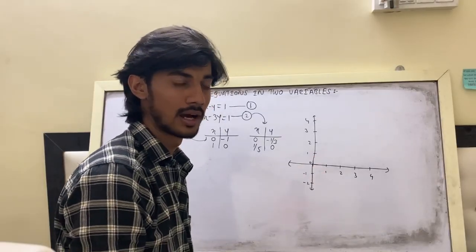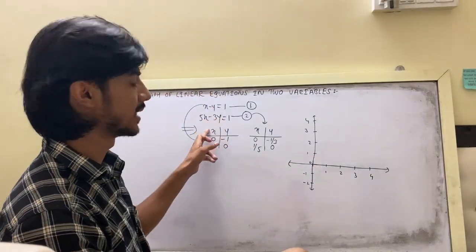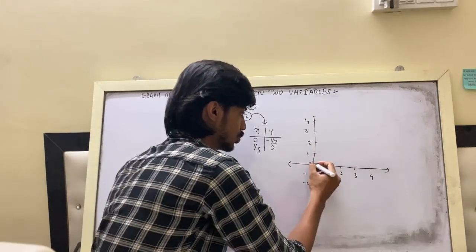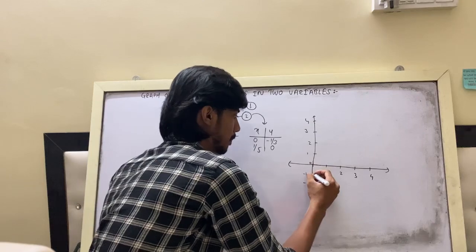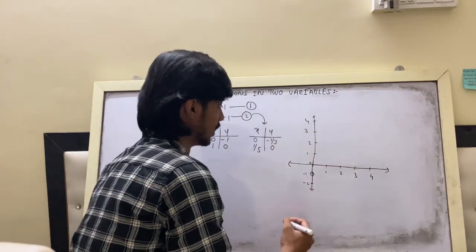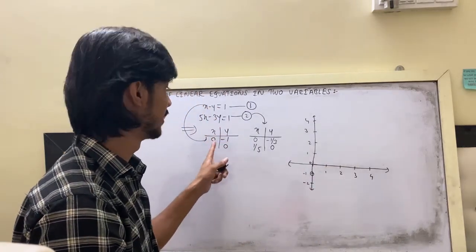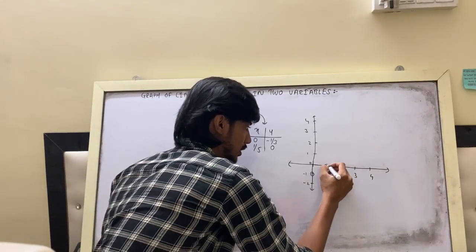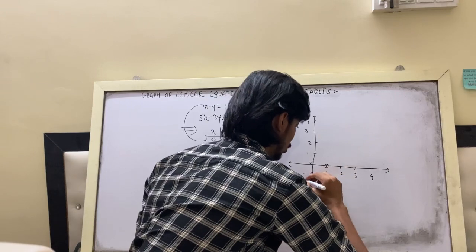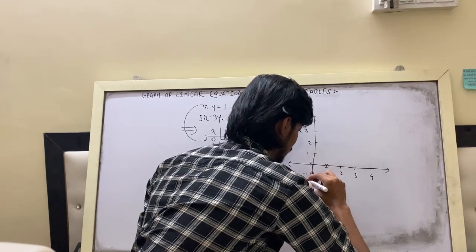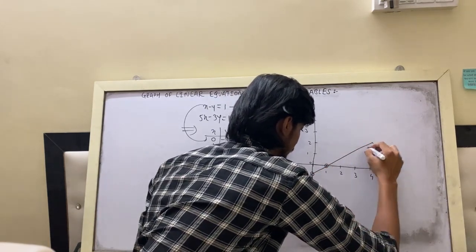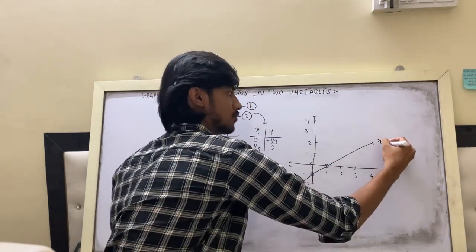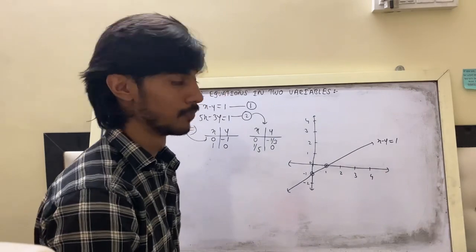Now this is your graph. Now we have x equals 0 and y equals minus 1, that means this point. And x equals 1 and y equals 0, that means this point. Then join these 2 points by a line. Okay, this is your x minus y is equal to 1.